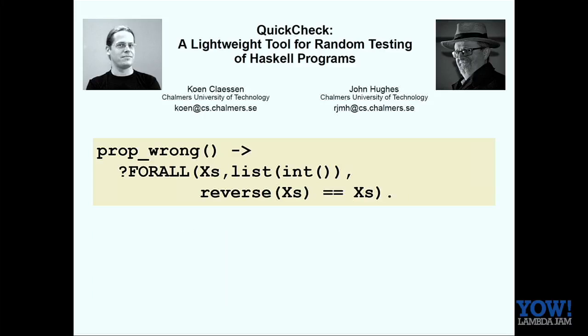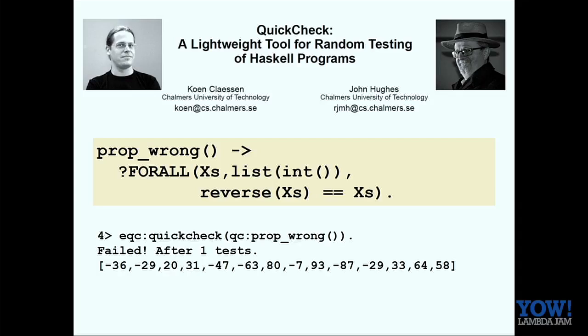So the property seems to be true. More interesting is when the property is not true. For example, here's a wrong property that says that the list reverse is the identity function. Well, of course, it isn't. And if you give this to QuickCheck, it'll find a counterexample. Here's a list that's not its own reversal. But as you can see, this is far from the simplest failing case. You wouldn't want to debug a program given failing cases that look like this.